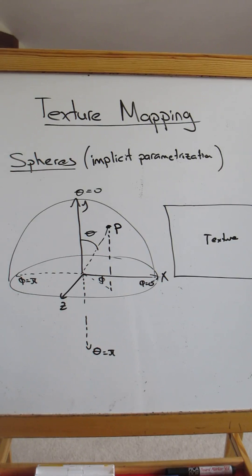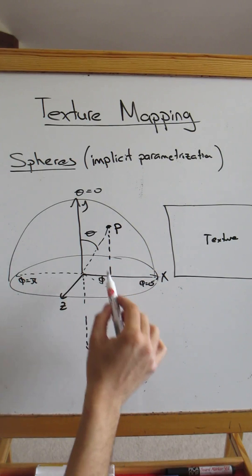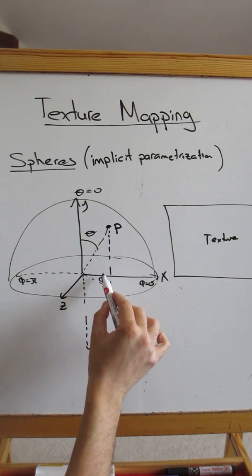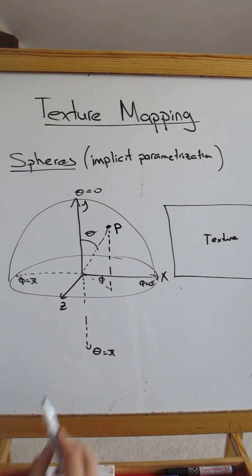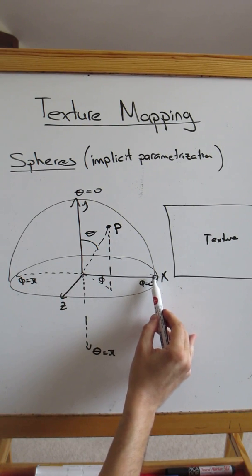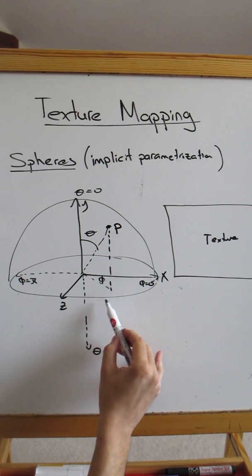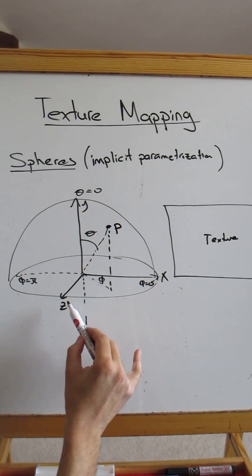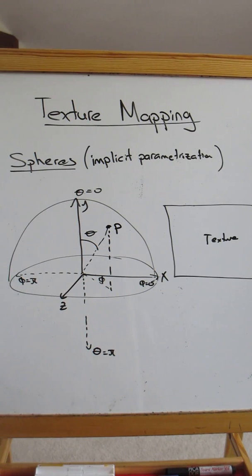Now, the other parameter, phi, determines how far away we are from the x-axis. Phi is known as the azimuthal angle, and theta is known as the elevation angle. If our point P is on the x-axis, our phi is going to be 0. As we go from the x towards the z, it's going to increase. And when we are on the minus x-axis, it's going to reach the maximum value. It's going to reach pi.